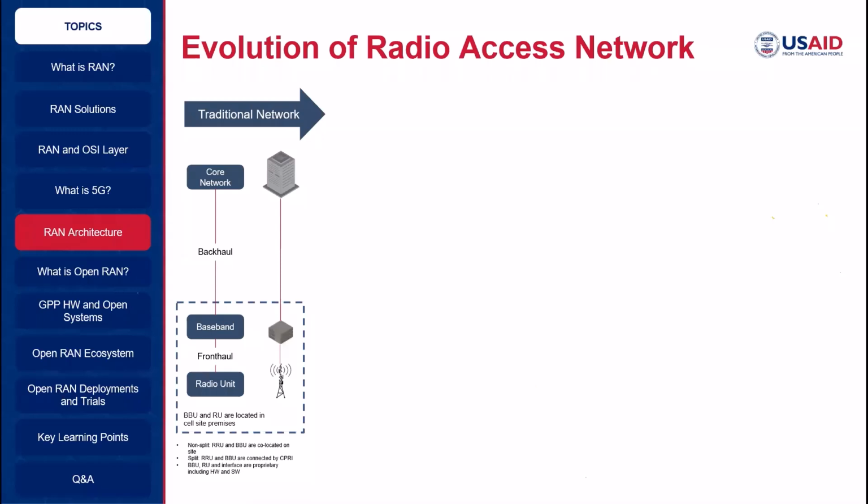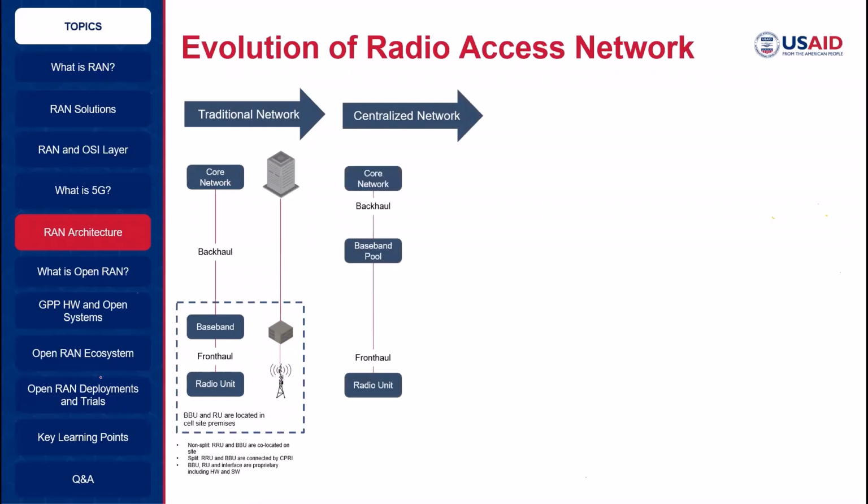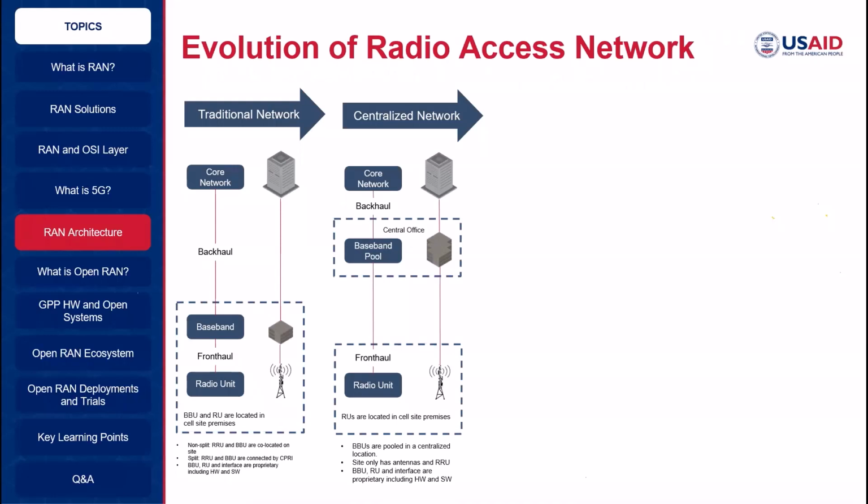Then we go to the centralized network. In the centralized network, our basebands become a baseband pool. When we say baseband pool, it is also known as the baseband hotel.